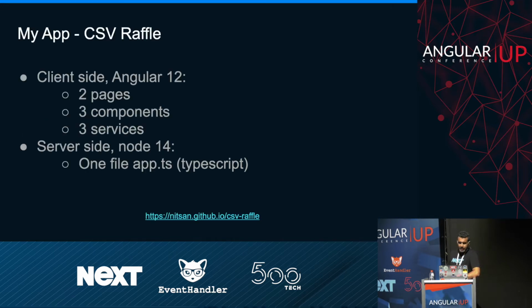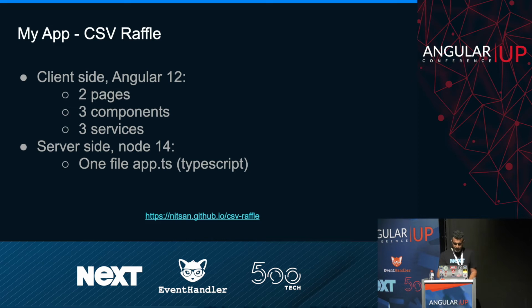My application is a small application. In order to play with the Dockerfile, I tested it on my app. My app is Angular 12 with 2 pages, 3 components, and 3 services. My server side is Node 14 with 1 file, app.ts, of TypeScript.